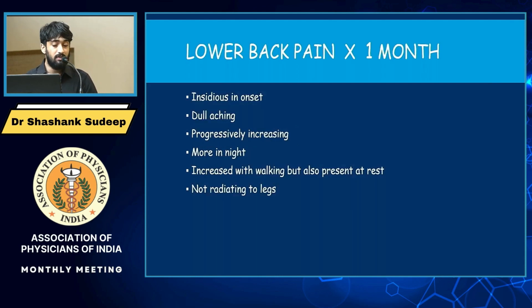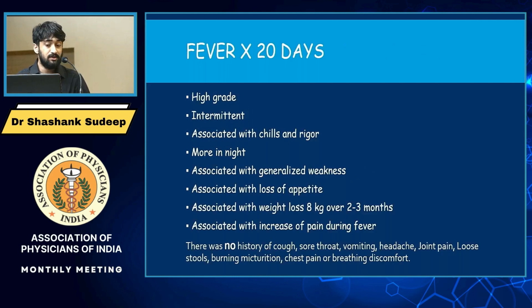The lower back pain was insidious in onset, dull, aching, progressively increasing, and worse at night. It also increased with walking, but was present at rest, and there was no radiation to the legs. The fever of 20 days was high grade, intermittent, associated with chills and rigors, more at night, with generalized weakness, loss of appetite, and a weight loss of 8 kgs over 2 to 3 months. There was also an increase in abdominal pain during the fever spikes.